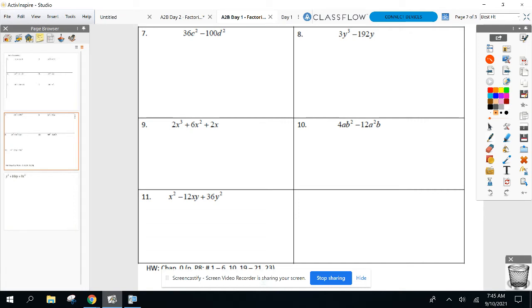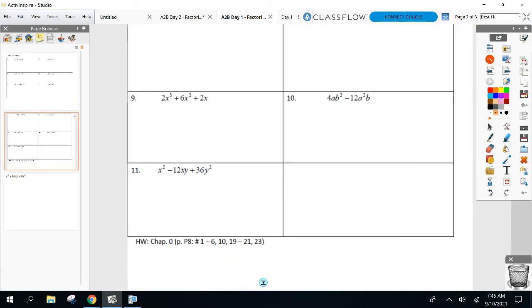All right, let's talk about number 11. Can you guys tell me what you don't like about 11? Because I know what I don't like about it. X squared and Y squared. There's two variables, isn't there? That's a little intimidating. All right, ready?